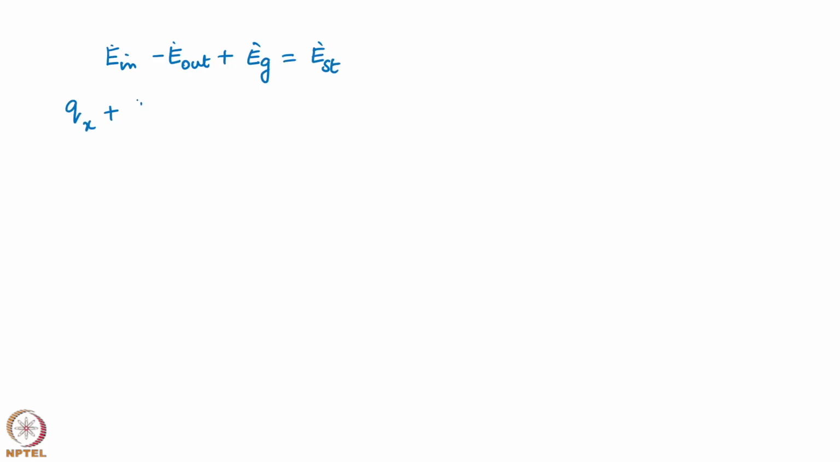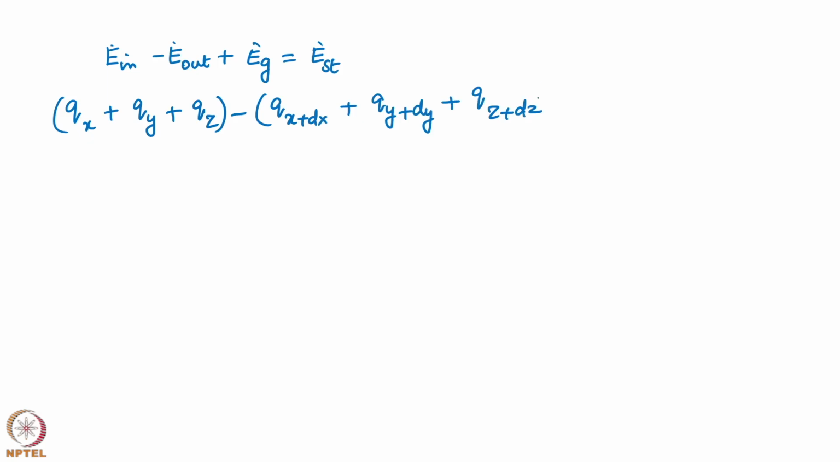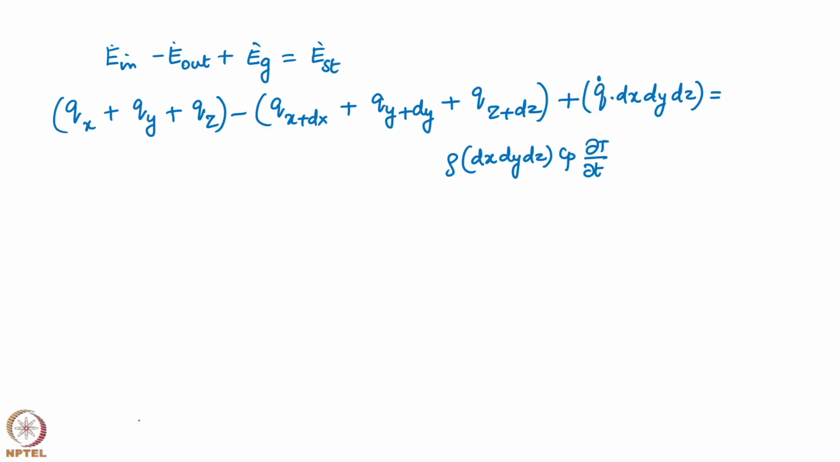Q of x plus q of y plus q of z, which is E dot in, minus q of x plus dx plus q of y plus dy plus q of z plus dz plus q dot, which is the volumetric heat generation rate, dx dy dz is equal to rho into dV, which is dx dy dz Cp dT by dt. Now, what is this?